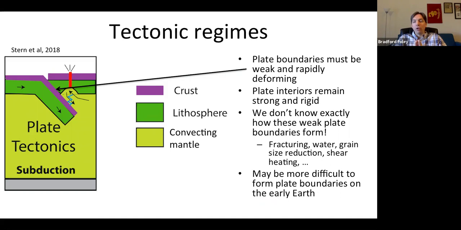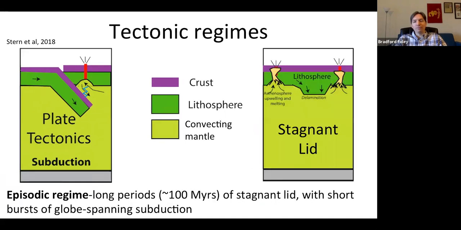All right, so then when we start thinking about the early Earth, we need to really open our minds to different kinds of tectonic regimes, because we don't know if these processes that form plate boundaries on the Earth are going to work at early Earth conditions. So if we can't form these weak plate boundaries, then we're going to be stuck in a different kind of tectonic regime, likely a stagnant lid regime.